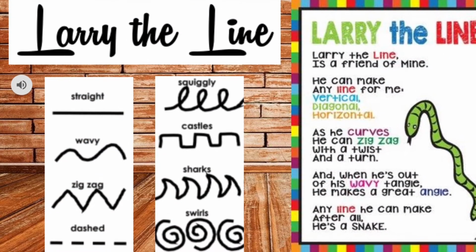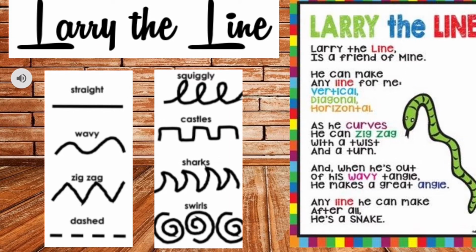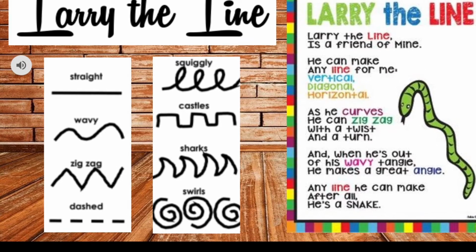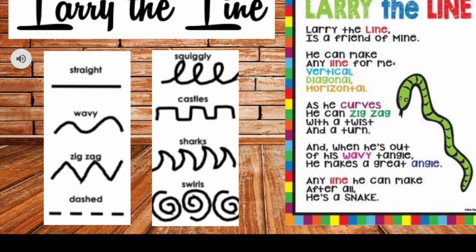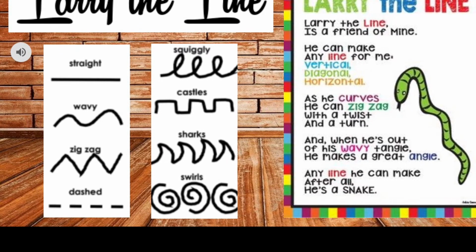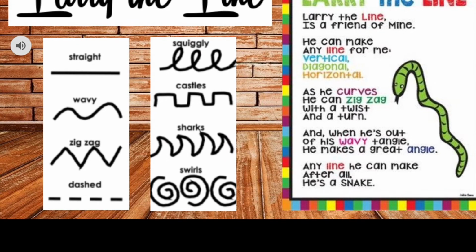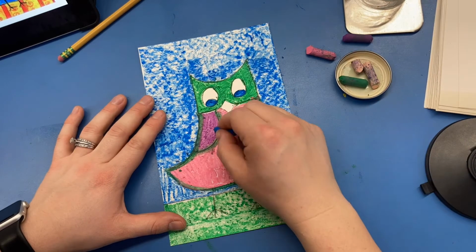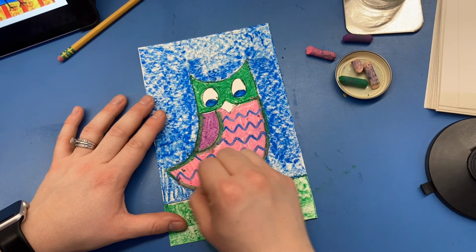Well, remember Larry the Line from earlier this year? Larry the Line is a friend of mine. He can make any line for me. We discovered these 8 different styles of lines, and you can use these when creating an implied texture, which is how something feels, right? But we're going to draw it. So what kind of line styles did I choose to use on my owl?